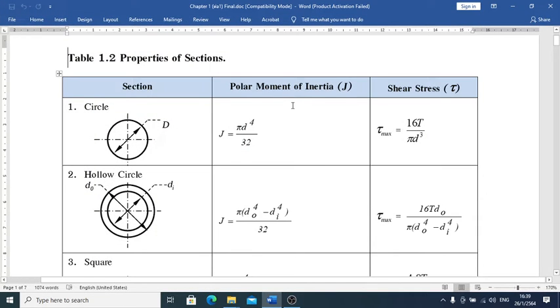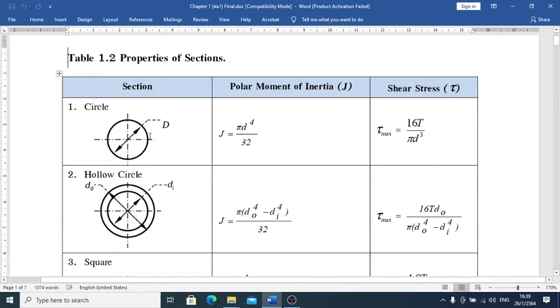And then just for table 1.2, it is going to be the properties of the section. You may figure out we've got columns: one is going to be the type of sections, such as a circle shaft. The second column is going to be the polar moment of inertia J. And then the shear stress is going to be tau maximum, which it is going to experience right there at the surface, of course. So shear stress yields maximum at the surface most of the time.